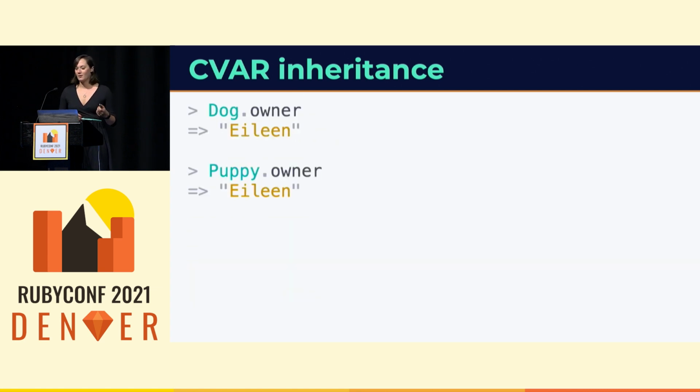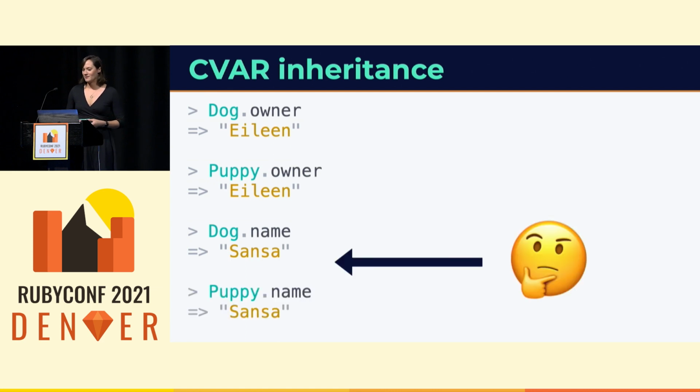Here we can see that dog owner is Eileen and puppy owner is Eileen. Remember, instance variable owner on puppy was nil. So that's already different. But let's see what name is on dog. Wait, dog name is set to Sansa? Shouldn't it be Aria? And puppy name is also set to Sansa? How can that be? Does this look like a bug? Why would both classes return puppy's values for the name class variable?